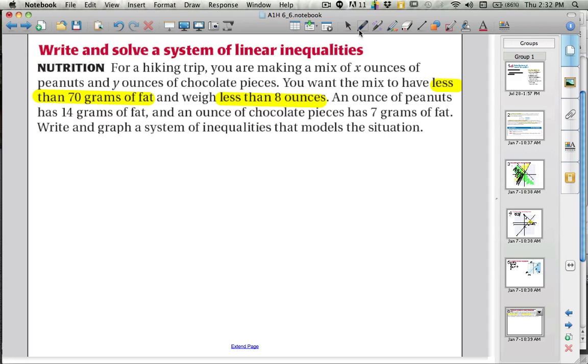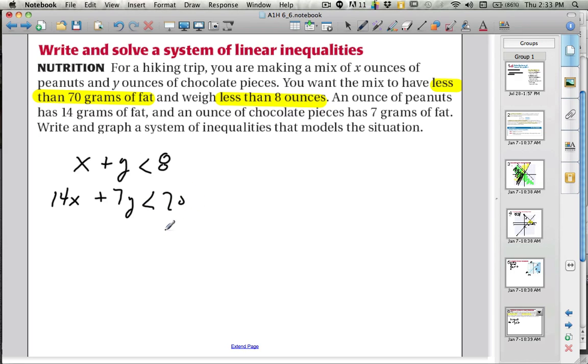And I want to write a system that models the situation. So I'm going to start with some simple ideas. I know that we want to have less than 8 ounces. So if I have x ounces of peanuts plus y ounces of chocolate pieces, I want it to be less than 8 ounces. Okay? Now when we look at fat, I see 14 grams of fat in the peanuts. So the grams of fat in the peanuts would be 14 times x. And then chocolate, it would be 7y. And we want that to be less than 70 grams of fat.